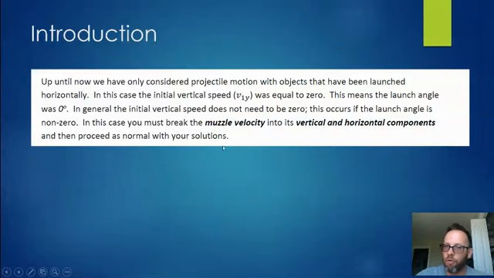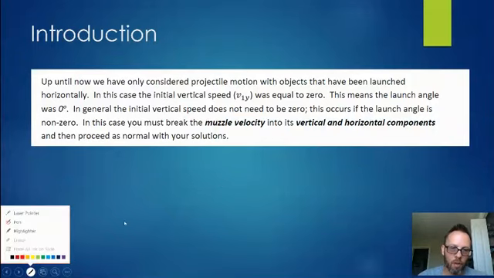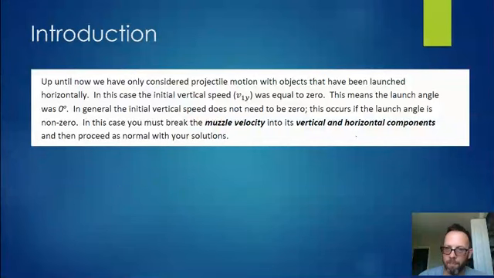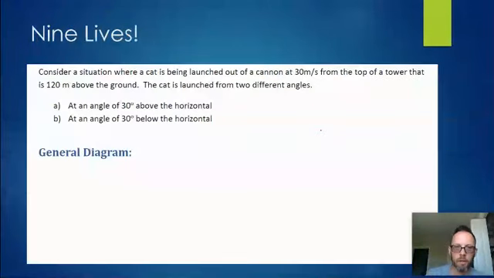In this case, to analyze our problems, we have to take the muzzle velocity, so that's like the muzzle speed combined with its initial launch angle, and we have to calculate our Vx and V1y at the start. In our previous example, and maybe in the practice questions you did, the Vx was given to you and V1y was 0. Well, now we have to calculate those two things before we do a problem. So we're going to be mainly just doing examples today.